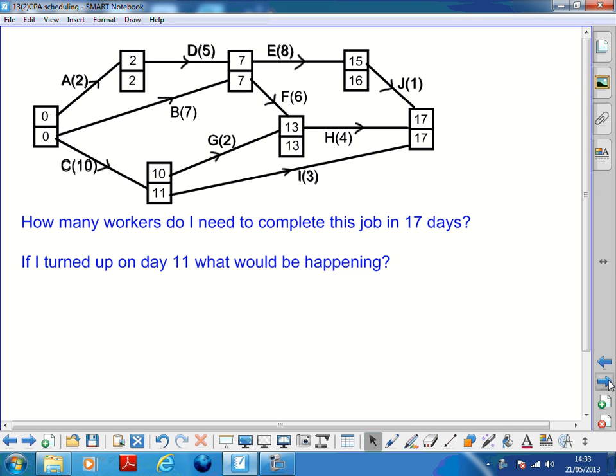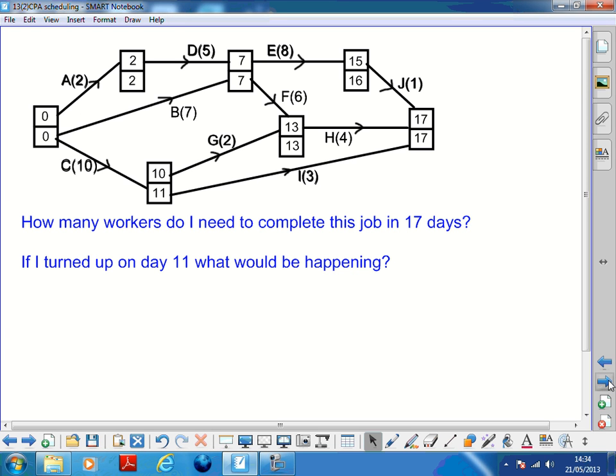How can we work out how many workers we need to do this in 17 days? So we know we can get it done in 17 days, but how many workers are we going to need? Any ideas? If there are 10 jobs, because it goes up to J, then 10 workers, yeah, I suppose so.